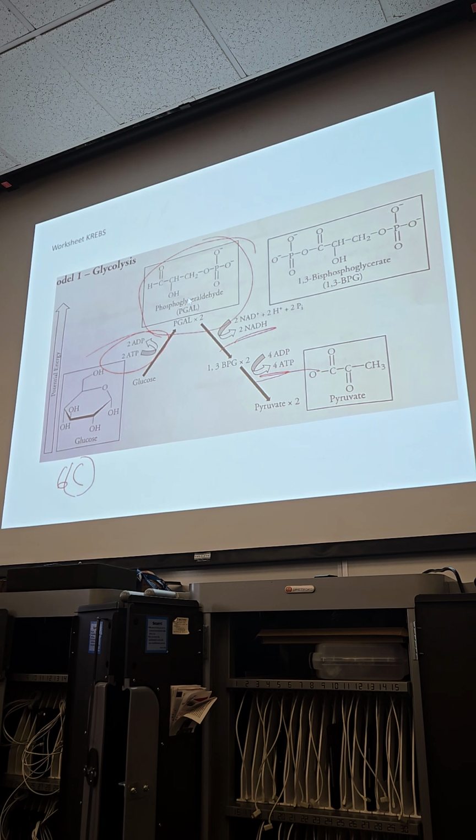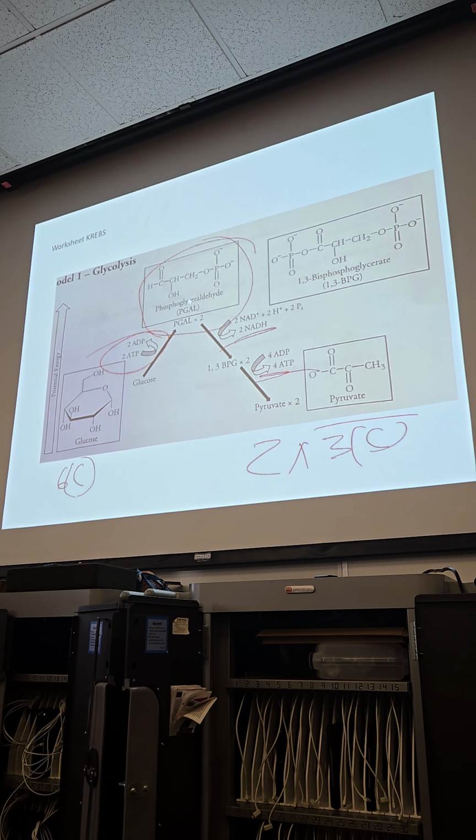I end up with what molecule at the end? Pyruvate. How many carbons? 3. 3 carbons. So I have 2 of them. So 2 times 3 equals 6. Have I created any CO2? No. Have I actually even lowered the amount of energy in the system? No. It's the same.